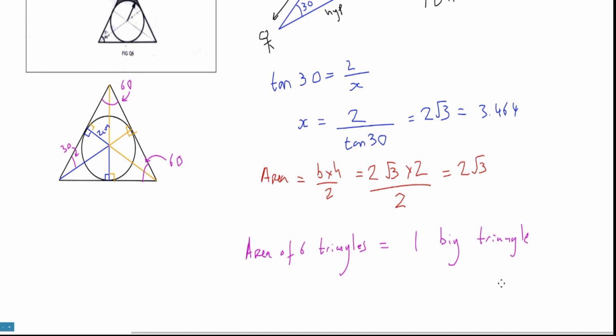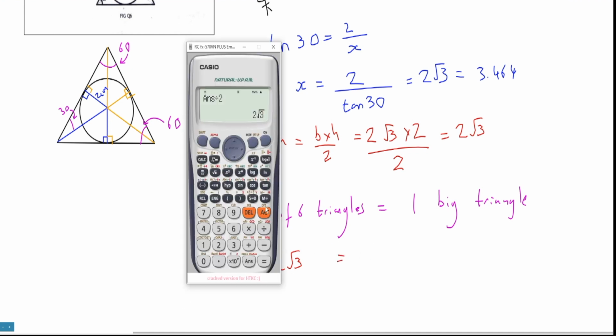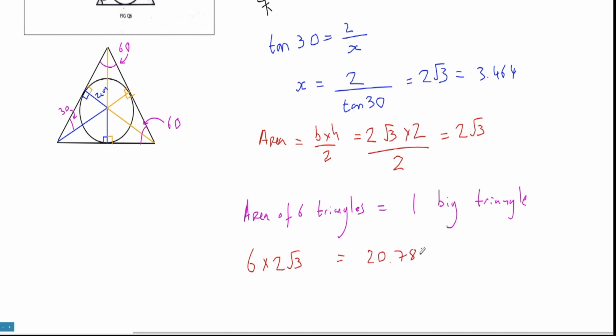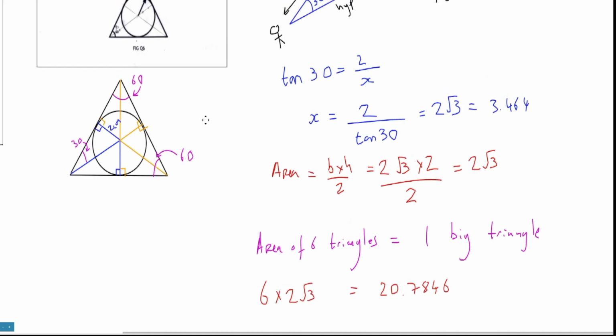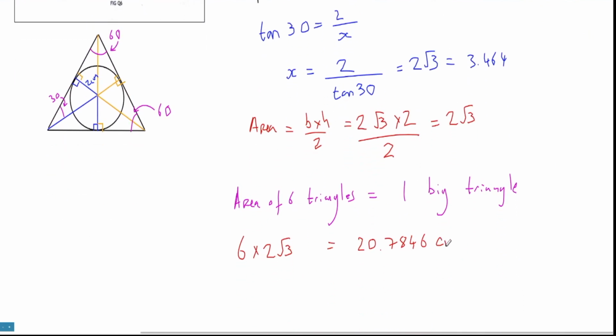Might as well annotate it, write a little bit of explanation of what we're doing. So this is my area of one triangle. Let's times it by 6. Of course, we're going to get 12 root 3, but now is the time to start putting it into decimals. So let's take this thing, times it by 6, because that's what we have to do here. 12 root 3, let's put it into decimals: 20.784. What is this in? Centimeters. Okay, great. Let's write it as centimeters squared.